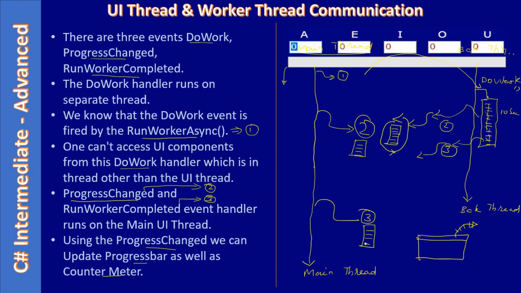Since we are in ProgressChanged, which is in the main UI thread, we can touch any UI elements. So we use the progress update and we update our count meter as well. And remember here, in case of a background worker, we perform a read operation on the count meter, and here we perform the write operation.